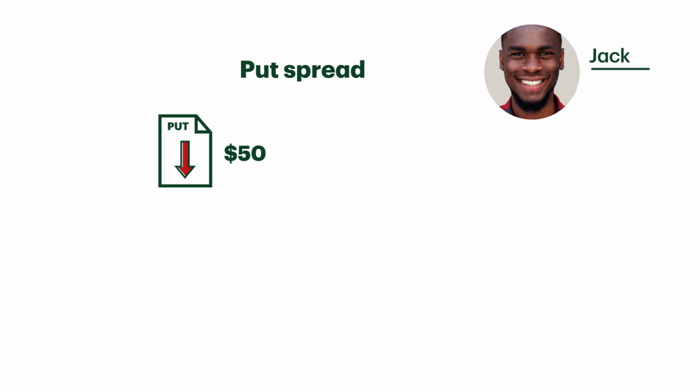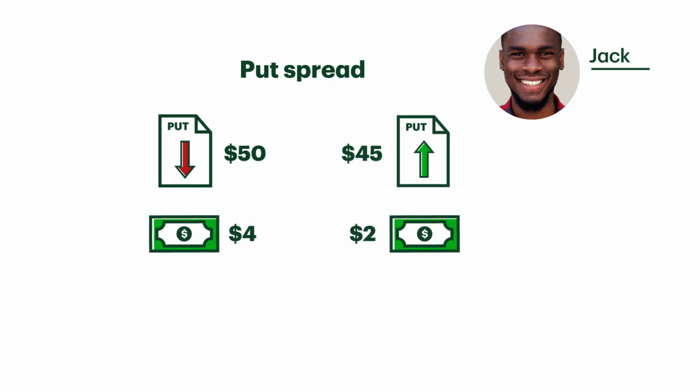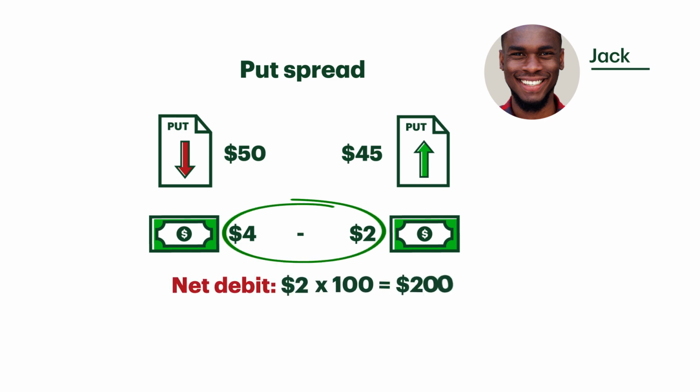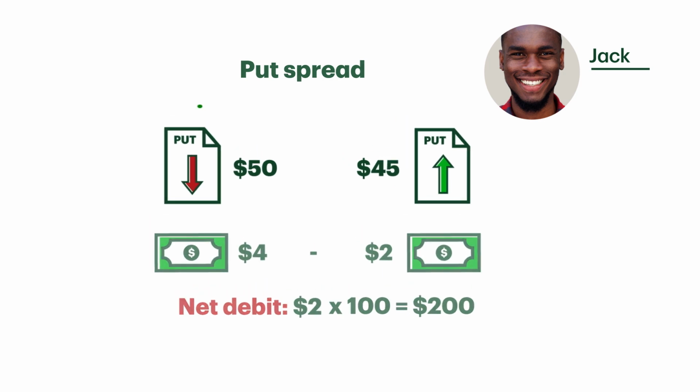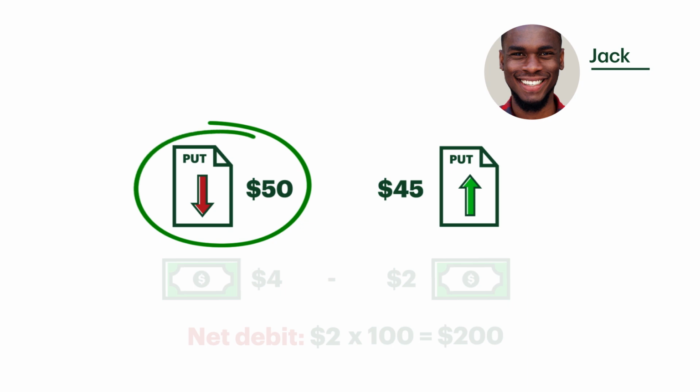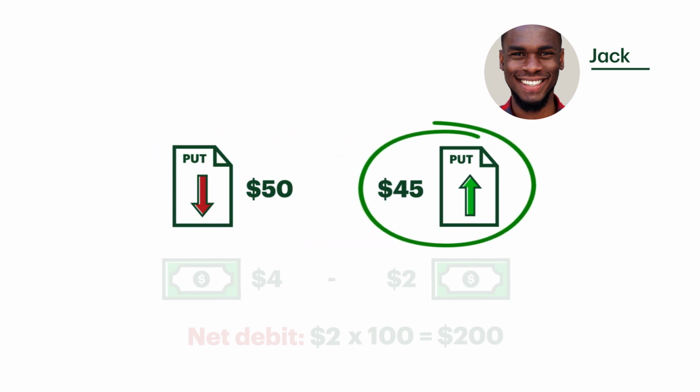He can buy the same $50 put for $4 and sell a $45 put for $2 to subsidize the cost. That will make his net debit $2 for a total premium paid of $200. That's also his maximum risk for the spread. In this example, Jack has the right to sell the stock at $50 per share and is obligated to buy it at $45 per share.